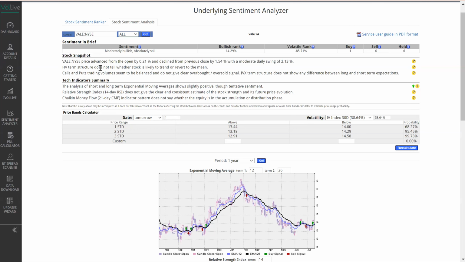So the historical volatility term structure does not tell us whether the stock is likely to trend, so, continue bullish or revert to the mean. So we're undecided there. Calls and put volumes seem to be balanced, and we don't have a clear overbought, oversold. But what we saw was, calls and puts are almost exactly in line in terms of volume. So again, Vale's in this teetering point, right? Where it's in neutral until it breaks higher or lower. Same thing with the implied volatility term structure does not show any difference between long and short-term expectations, right?